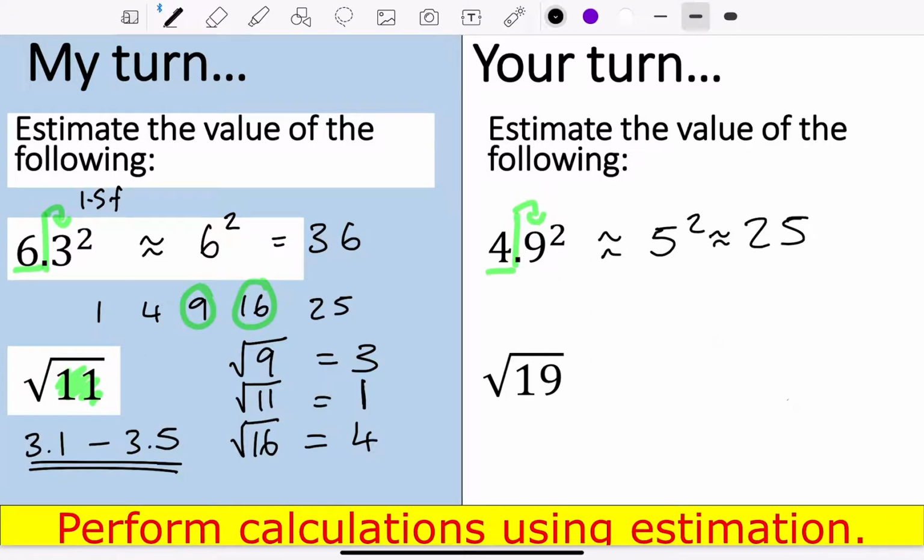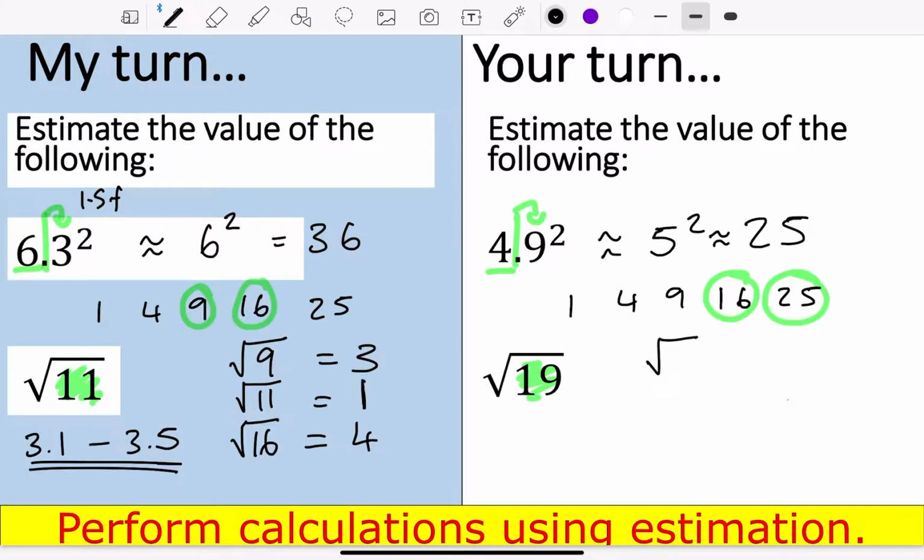Then the root of 19. Again, for the root, you're going to need to know your square numbers. I'm going to just jot them down again. 1, 4, 9, 16 and 25. We need to identify the two values that are either side of 19. This would be 16 and 25.